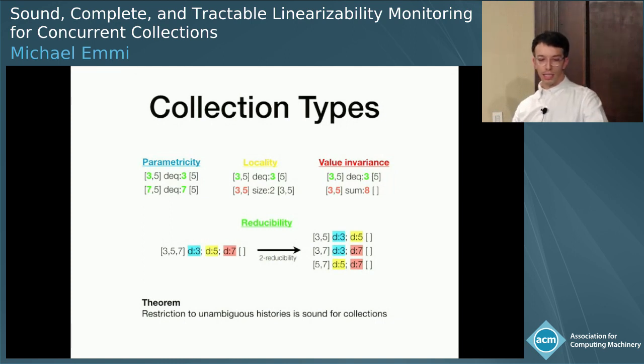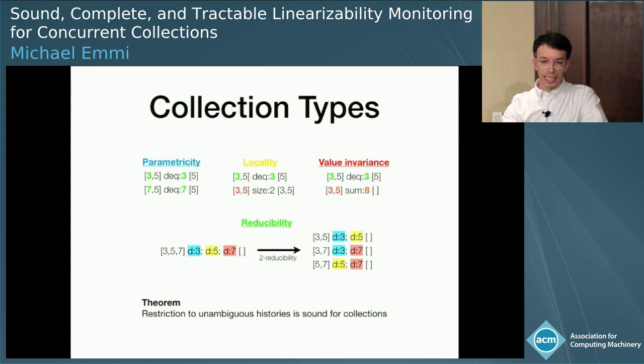The third is a little less subtle, which is value invariance, which says that the values returned by operations are just those values which were put into the collection type. So this is true of, again, DQ operations, but this wouldn't be true of arithmetic operations like sum that return the sum of the elements in the queue, because in general, I've never directly stored the sum into the queue.